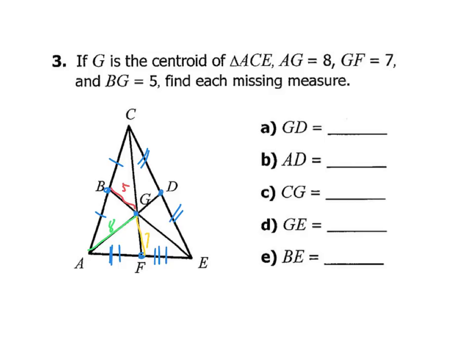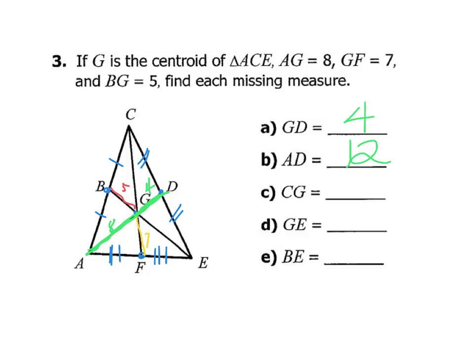Then we want to find each missing measure. So we need to use what we know about medians when they intersect at a centroid. So let's start with GD. If we're looking for GD, that's this distance right here. And we know this is the smaller piece of our median. So we know that GD is going to be half of AG, or 1/3 of the whole thing. So half of AG, half of 8, would be 4. So therefore GD is 4. Then if we're looking for AD, we know that AG is 8, GD is 4, so add them together. The whole thing is 12.